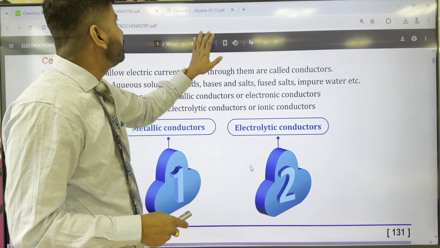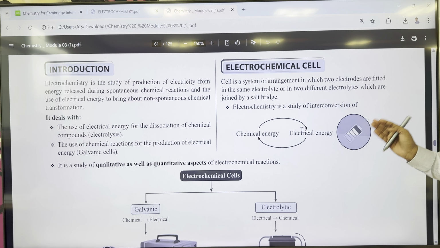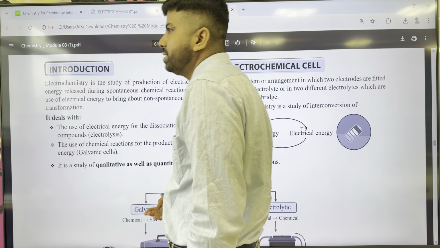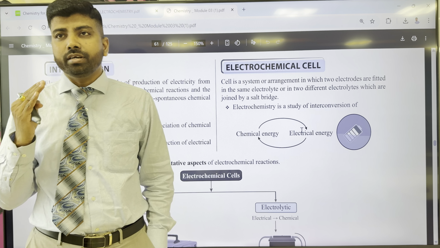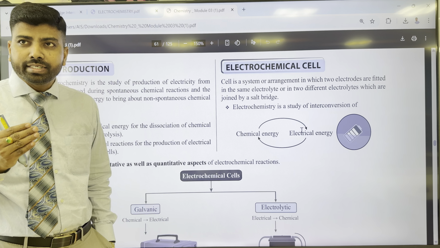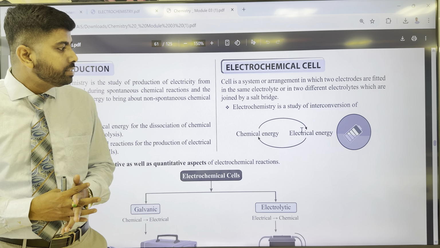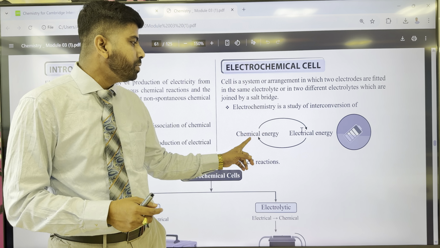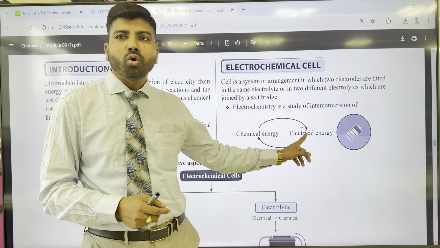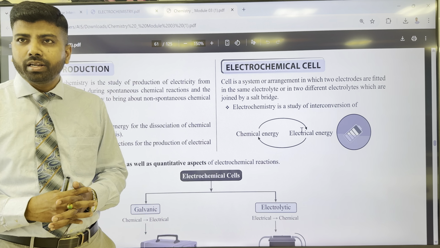Now, let us move to the main topic. As we came to know, in electrochemistry, in most of the cases we will study about electrochemical cells. So, electrochemical cells can convert either chemical energy to electrical energy or electrical energy to chemical energy, right?